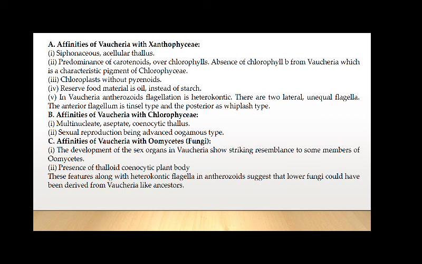So why it is placed under Xanthophyceae is due to the presence of a siphonaceous acellular thallus, predominance of carotenoids over chlorophylls, absence of chlorophyll b, chloroplasts without pyrenoids, reserve food material being oil instead of starch, and antherozoids being heterokontic. Flagellation is heterokontic, with two lateral unequal whiplash and acronematic flagellae.